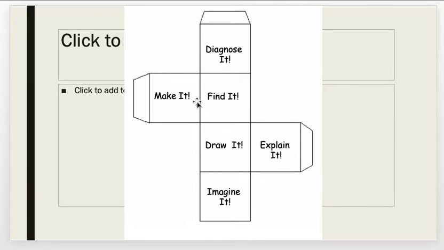Make It was creating a skeleton or creating a bone out of Play-Doh and then demonstrating what it would look like to have a certain type of injury. Diagnosis, they actually had examples of different x-rays. Find It was finding an example of a bone on a class skeleton that they had in the front of the room. Drawing It, of course. Explain It, and Imagine It. They had a really interesting sample patient input form where they made a story related to the injury. So this was their main tool for differentiation.